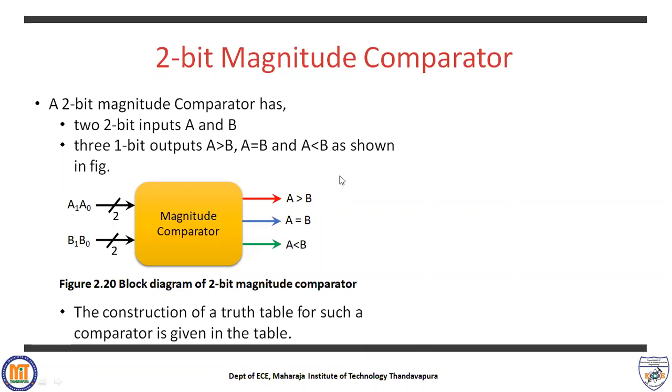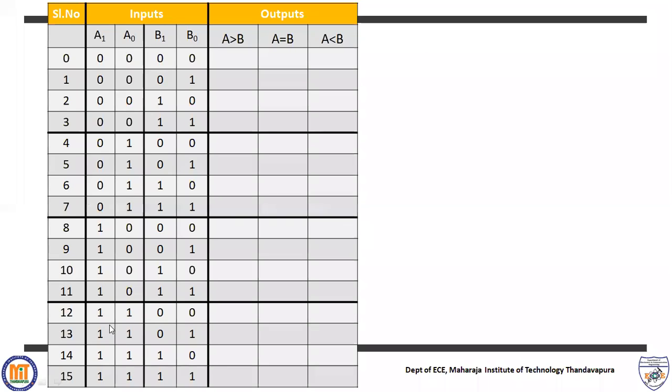As we have seen in the 1-bit comparator, we have the same outputs: A greater than B, A equal to B, and A less than B. Since we have two 2-bit inputs, we are going to have 16 different input combinations, that is 2 power 4. So the 16 input combinations table is shown here.